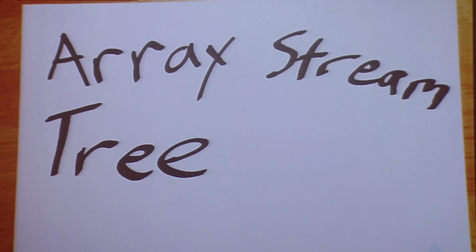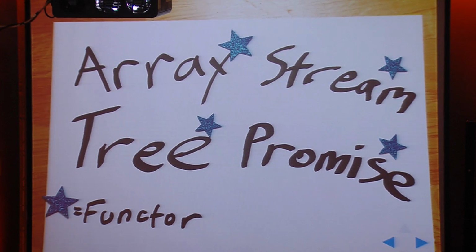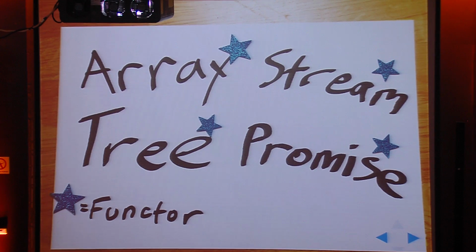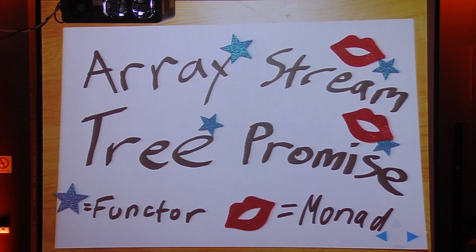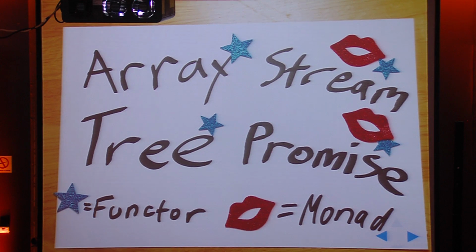So let me give you an overview of how we're going to get there. We're going to look at 4 different functors: array, tree, stream, and promise. All of these belong to the family called functor, because we can map them. Stream and promise, however, belong to the monad family, because we can flatMap them in addition to mapping them. So we're going to look at how map works on all of the functors, and we're going to look at how flatMap works when it comes to stream and promises, the monads.